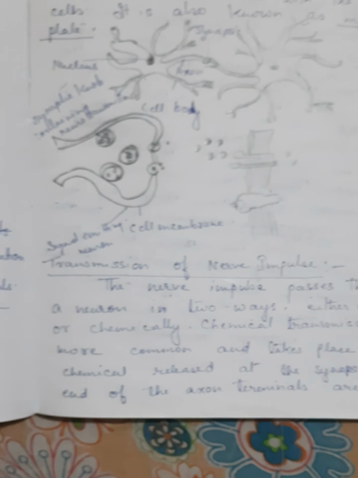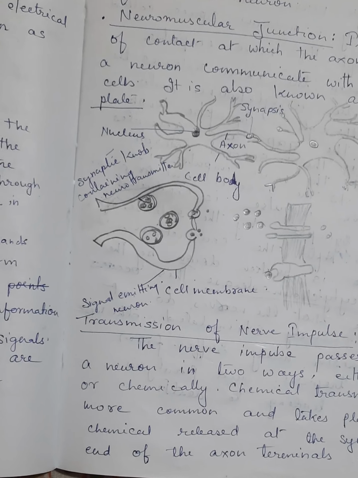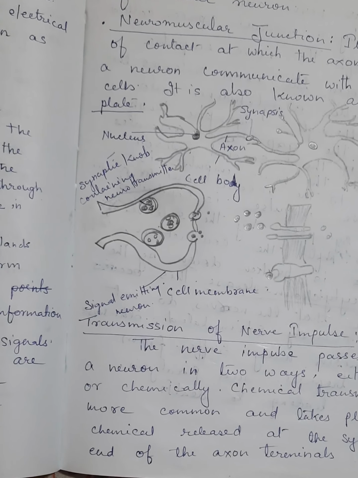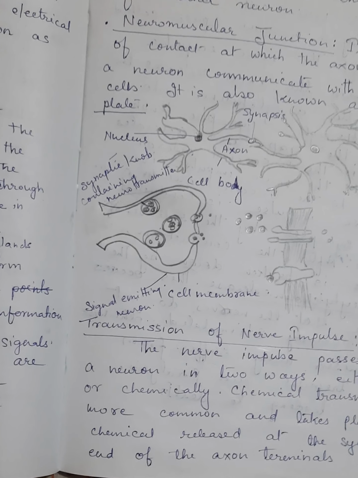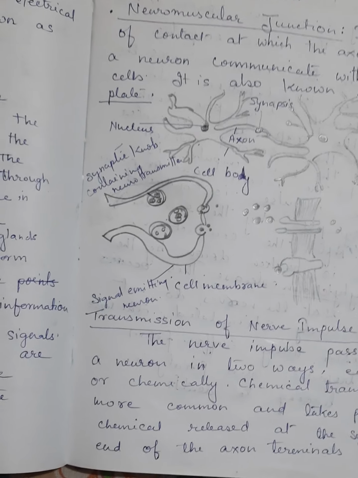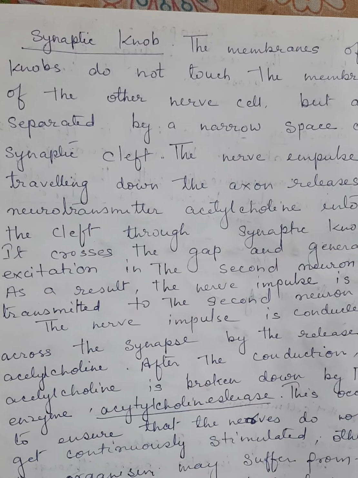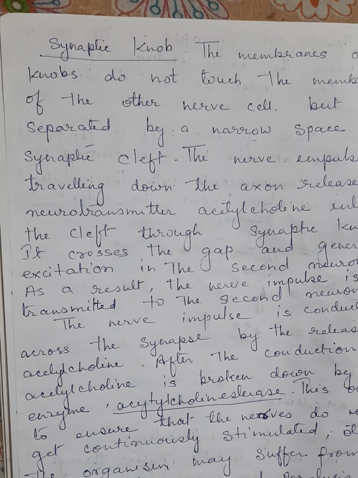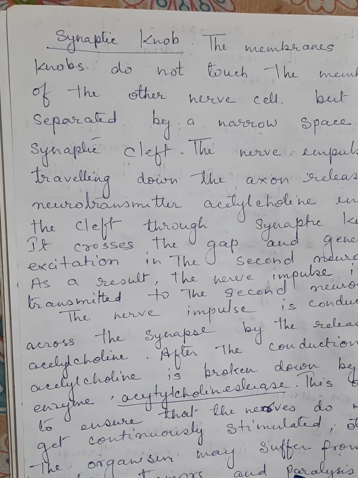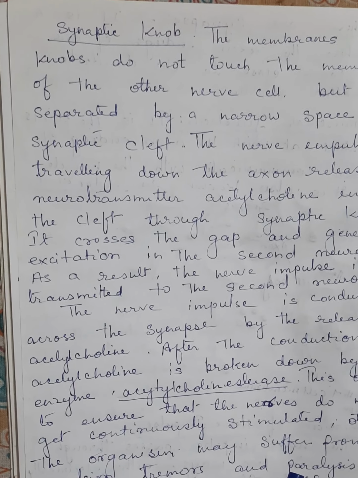Transmission of nerve impulse. The nerve impulse passes through a neuron in two ways, either electrically or chemically. Chemical transmission is more common and takes place through chemical release at the synapse. The ends of the axon terminals are known as synaptic knobs. The membranes of these knobs do not touch the membrane of the other nerve cell but are separated by a narrow space called the synaptic cleft.